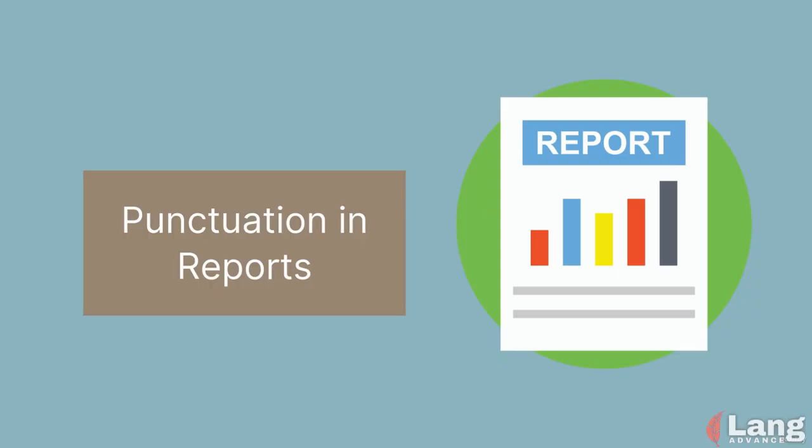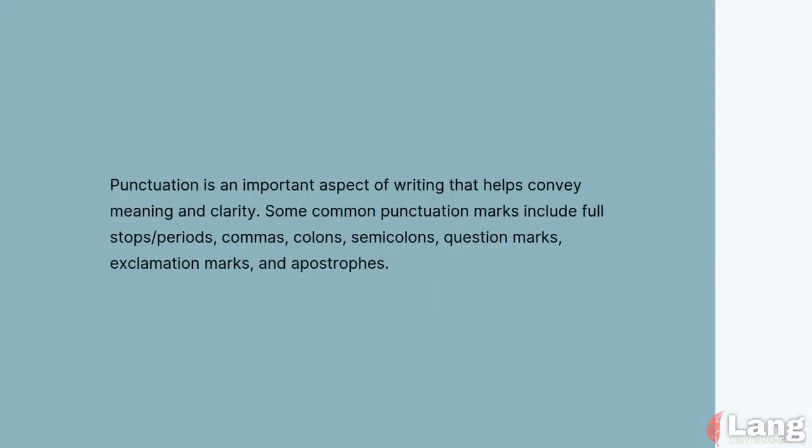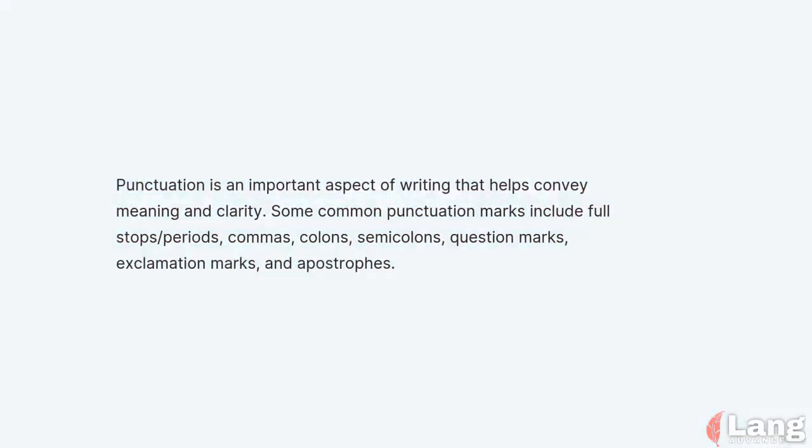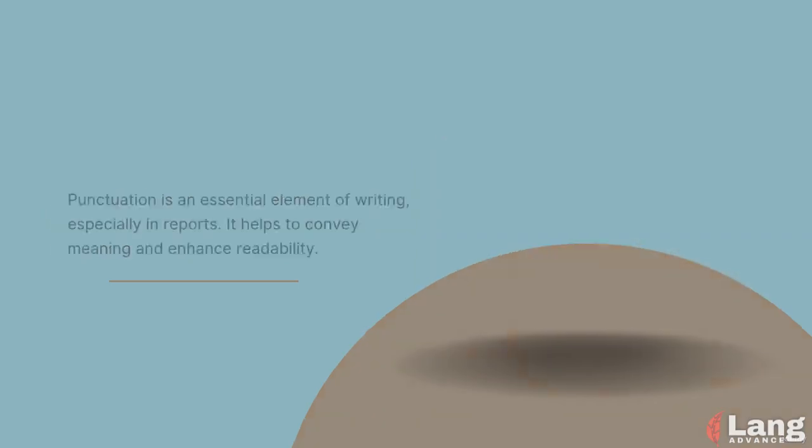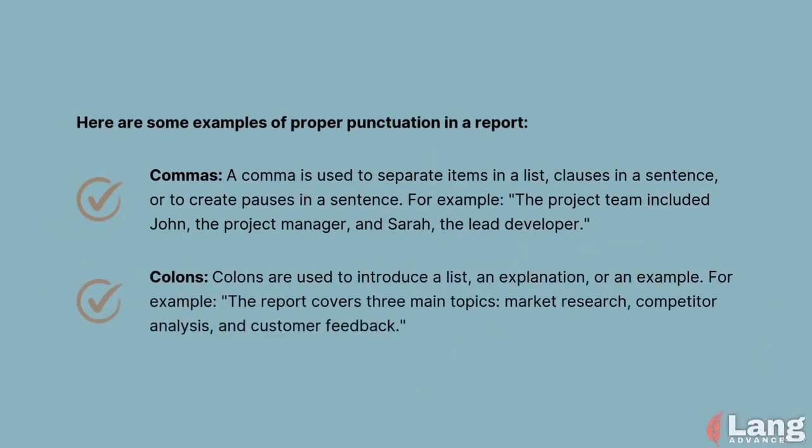Punctuation in reports. Punctuation is an important aspect of writing that helps convey meaning and clarity. Some common punctuation marks include full stops or periods, commas, colons, semicolons, question marks, exclamation marks, and apostrophes. Punctuation is an essential element of writing, especially in reports. It helps to convey meaning and enhance readability. Here are some examples of proper punctuation in the report.